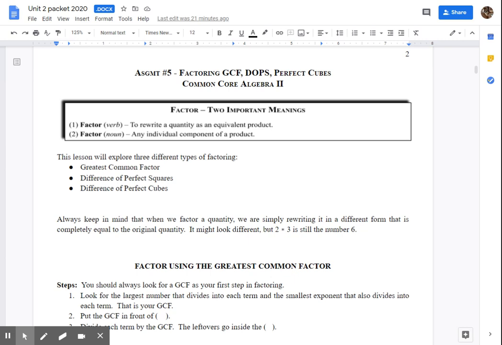Today's assignment will involve factoring using the GCF, difference of perfect squares, and then something new, sum or difference of perfect cubes. Now remember, when you factor, you haven't done too much of this since Algebra 1. You're going to rewrite your problem as an equivalent product. That means we're finding 2, 3 things that multiply to give you your answer.